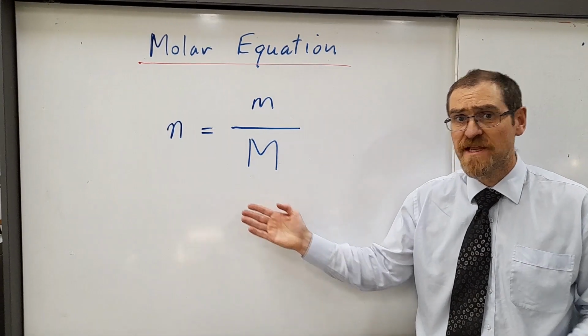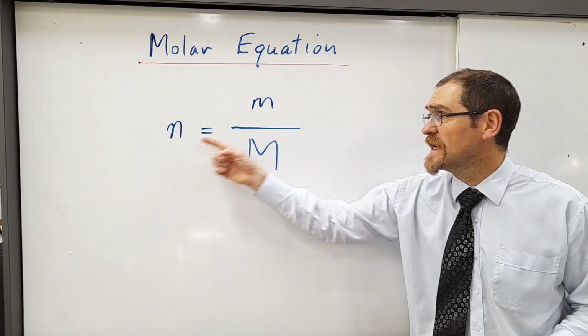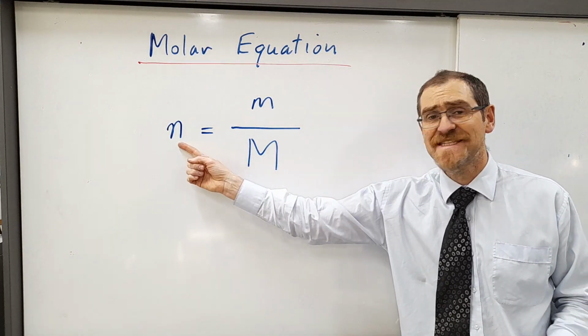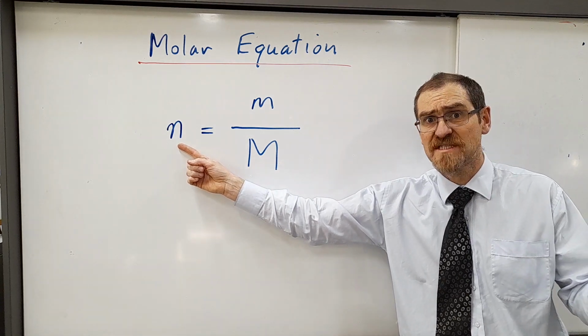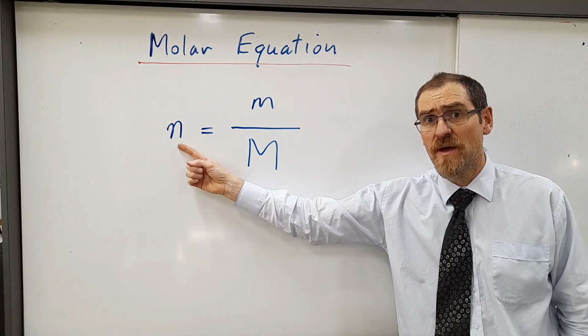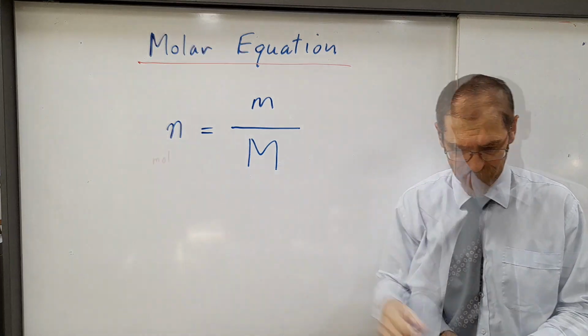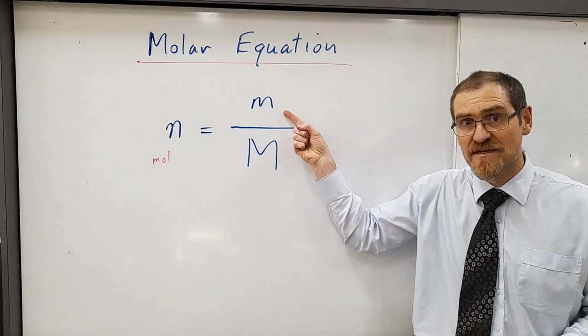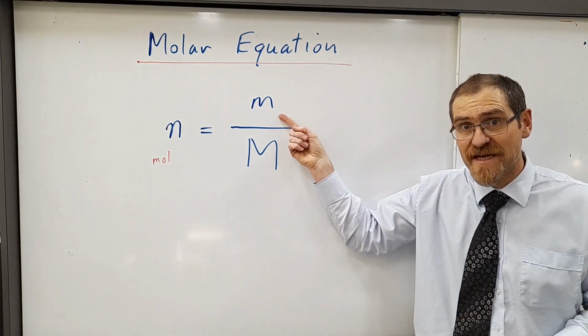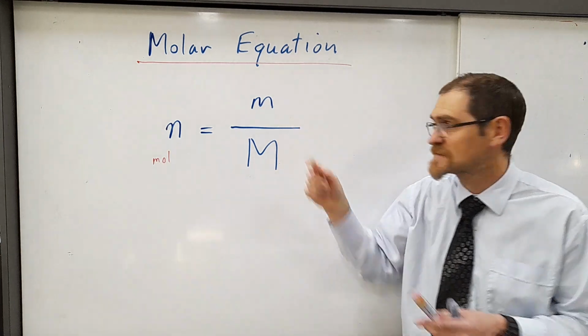The molar equation allows us to bring it all together. We've got n equals lowercase m over capital M. What are we looking at here? This is the number of moles of your substance, the thing that you're interested in. And the units for that is mol, lowercase mol. This is the mass of the substance that you have in hand, what you've actually got. And the units for mass of our substance is in grams.